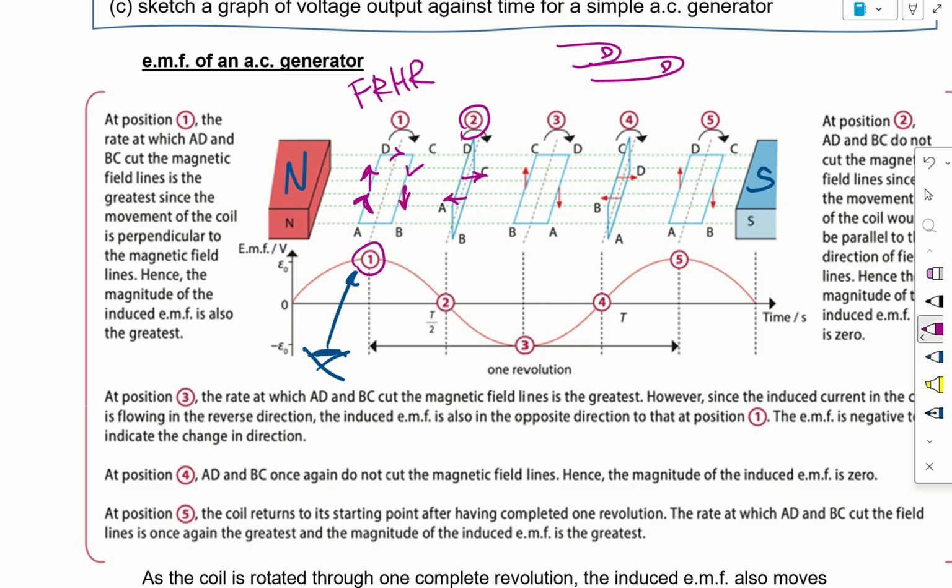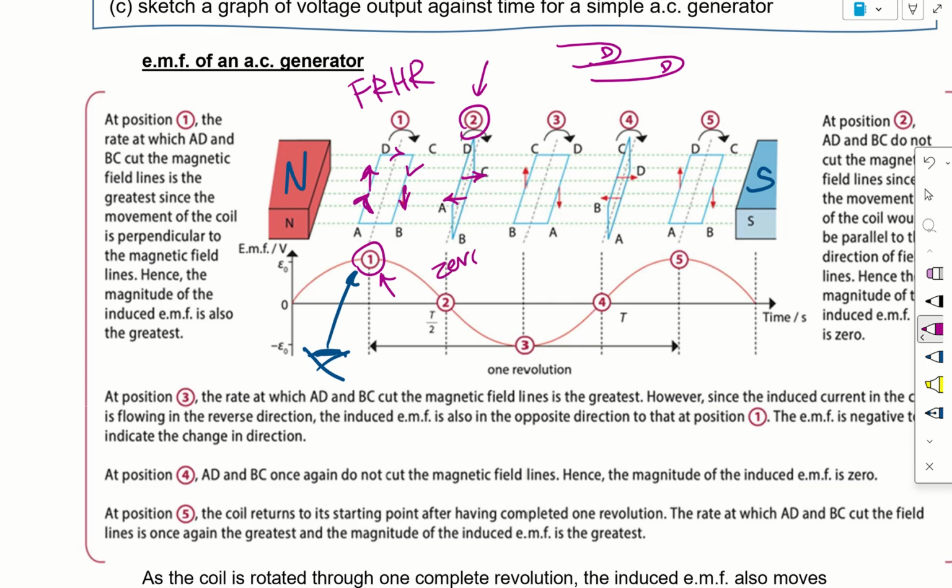So we apply the force, which is always perpendicular to the coil. But this force will not always be perpendicular to the external magnetic field. It's only so at position 1. So as it turns, the force will eventually become parallel to the direction of the external magnetic field, as in position 2. When that happens, there will be no cutting of the external magnetic field because the force is in fact parallel to the external magnetic field. So there's zero cutting.